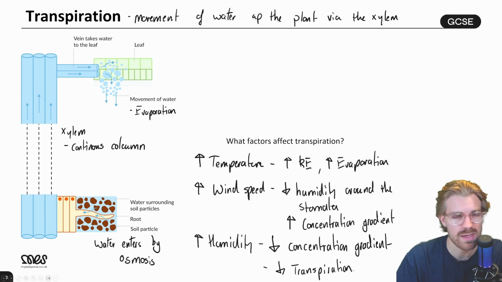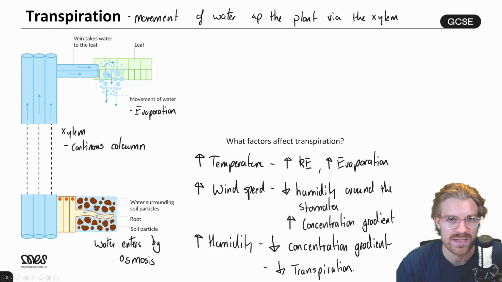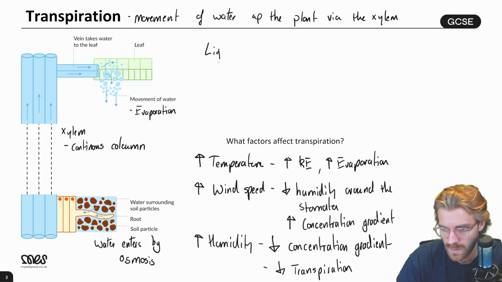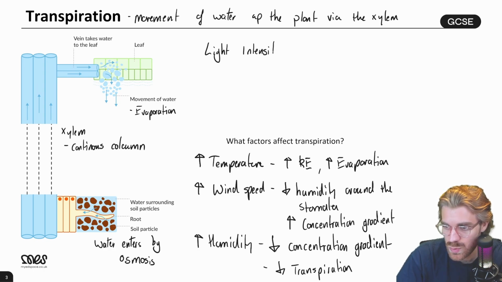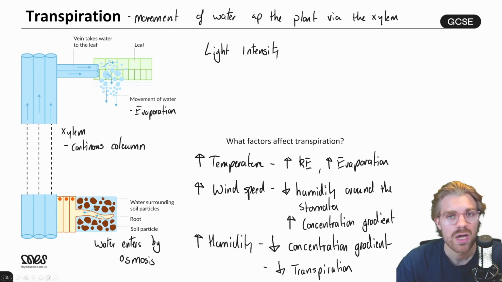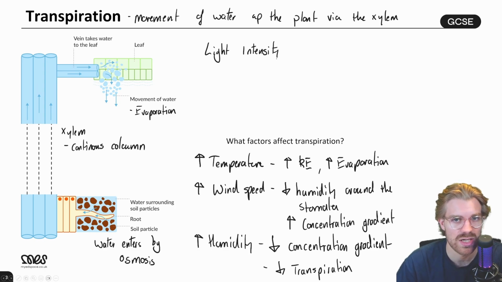So, on that theme of number of stomata, let's talk about another factor that affects the rate of transpiration. This is one that students quite frequently get wrong. This is light intensity. Now, light intensity, as we know, is related to the rate of photosynthesis. The higher the light intensity, the higher the rate of photosynthesis. But photosynthesis also relies on other things, such as carbon dioxide.